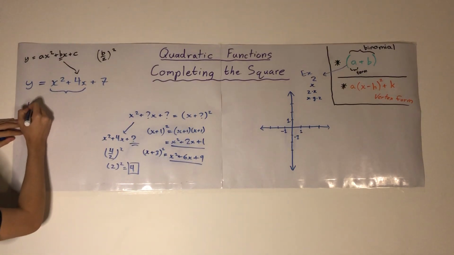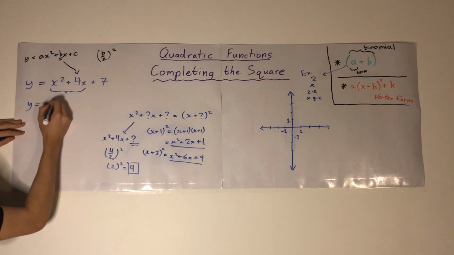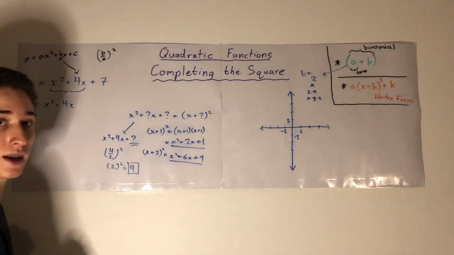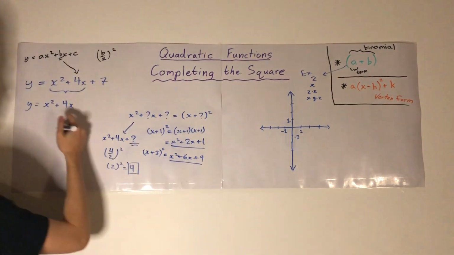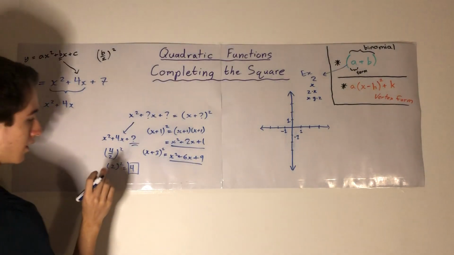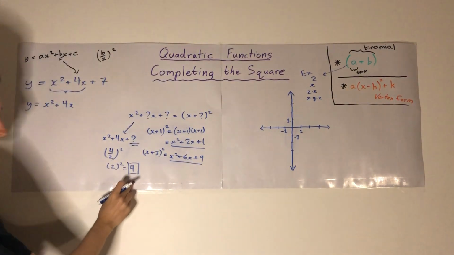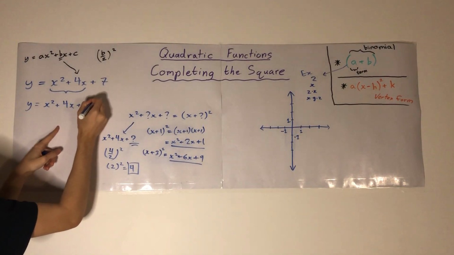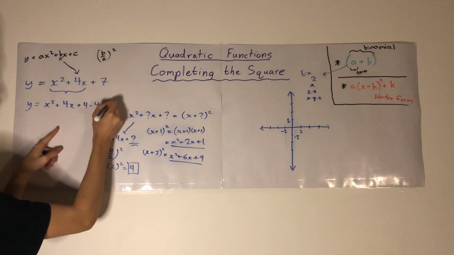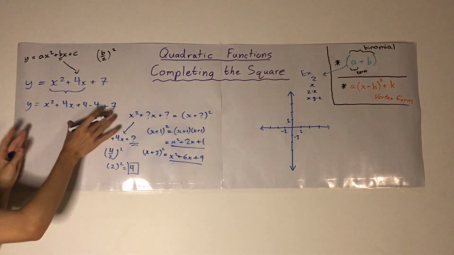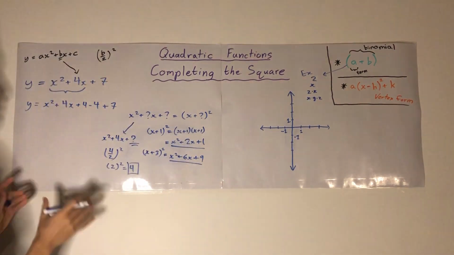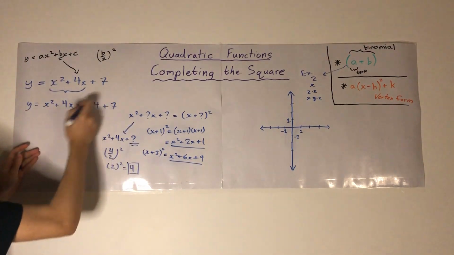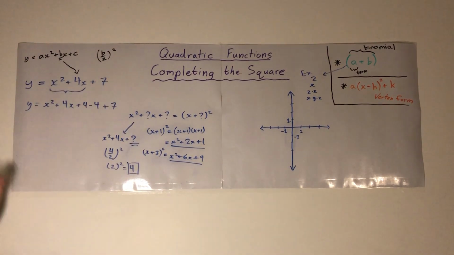We write y equals x squared plus 4x, and here we will add and subtract the number that we just got from the formula. So we will add 4 and subtract 4 and keep our plus 7 in the end. And this, as you see, doesn't change the value of this side, because if you were to do normal math, these two would just cancel out and leave you with the original function, right?